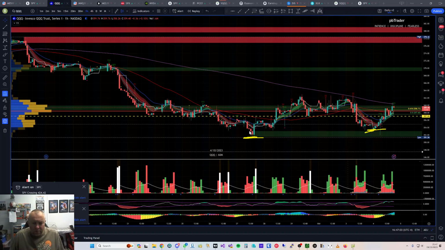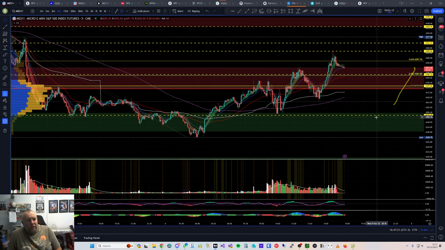It's looking a bit stronger, Qs and Nasdaq than ES and SPY, because instead of putting in an equal or double bottom, it's put in a higher low. So we'll see if we can break through this 200 tomorrow and the next day. We might see a bit of a move up, and hopefully that'll be a good swing trade.